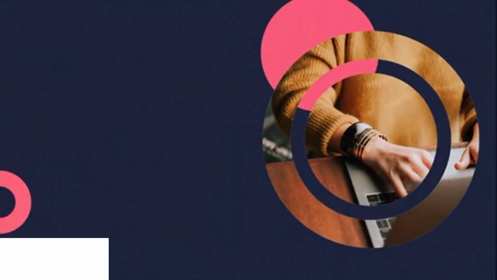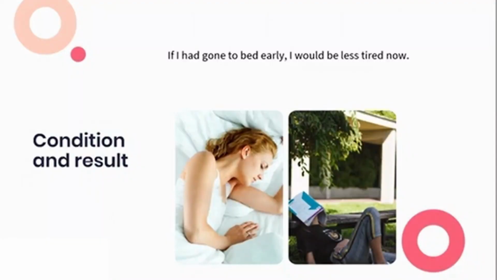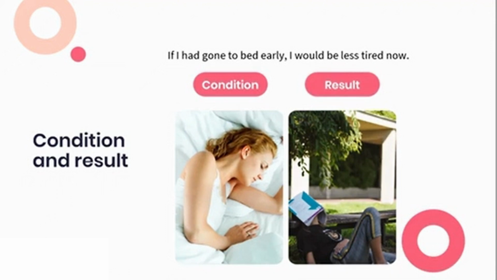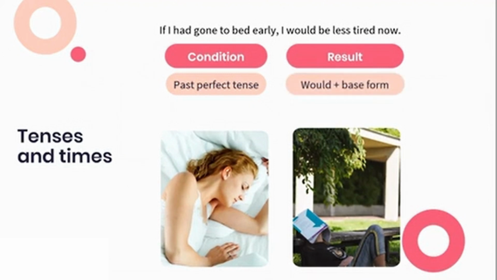Great. Now let's have a look at a mixed conditional sentence with a past condition and a present result. If I had gone to bed early, I would be less tired now. The condition is if I had gone to bed early, and the result is I would be less tired now. Now, in what tense is the condition? It's in past perfect tense. What about the result? It's would plus the base form of the verb.